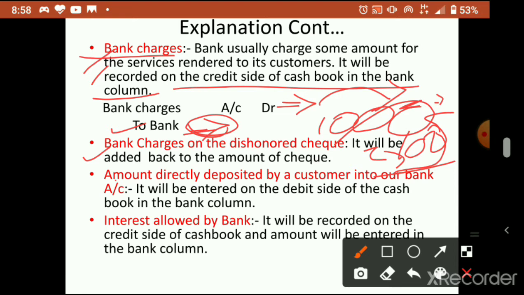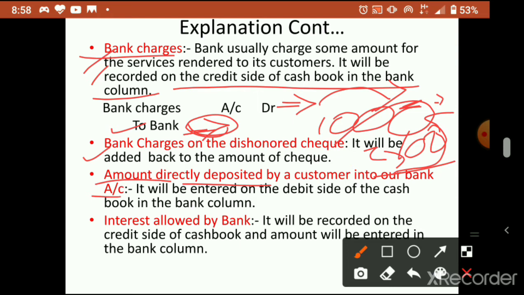Now, amount directly deposited by a customer into our bank. Sometimes what happens, customers purchase goods from us and go away. Imagine I am the seller and you are the buyer. You purchased the goods from me and told me, ma'am, I'll give you the money afterwards. After some days you say you directly sent it to my account, just like now I am collecting fees from you. You all are sending the registration fee to my account. So in this case the customer is directly depositing into the seller's account.